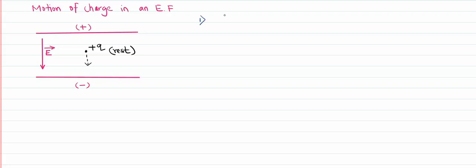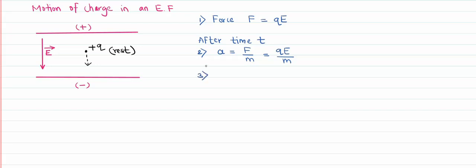First, the force acting on that charged particle: F is equal to Q into E. After a certain time t, the charge will have an acceleration. Acceleration is given by Newton's second law, a is equal to F by m, that is Q into E divided by m.